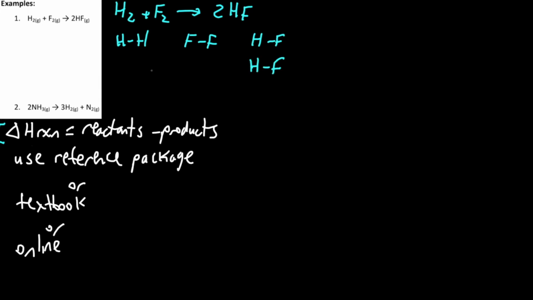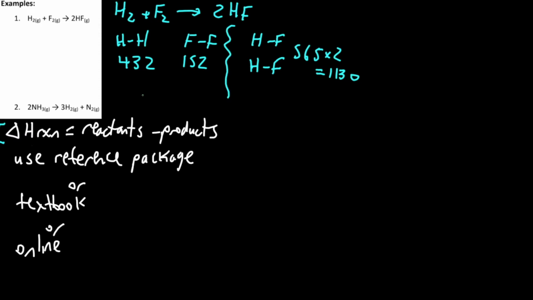So in the reference package that I'm using, the bond energy for hydrogen to hydrogen is 432. Bond energy for fluorine is 152. And the bond energy for HF is 565. But there's two of them, so we have to multiply this by 2. So this means that you're going to get 1,130. I'll just draw a line here.